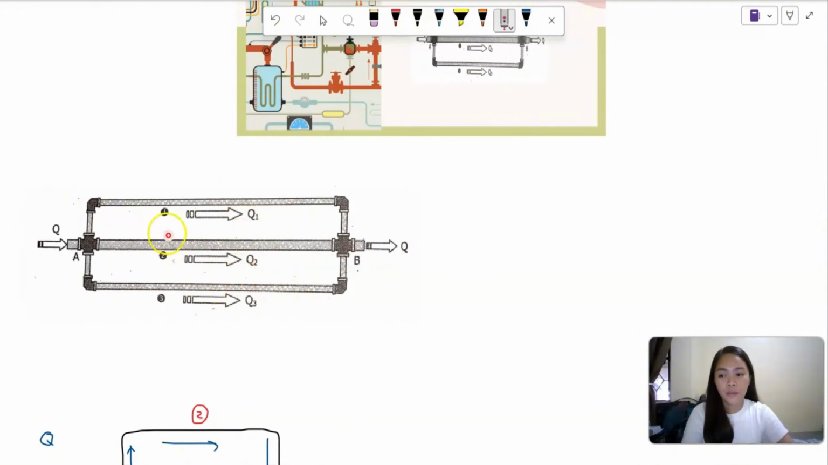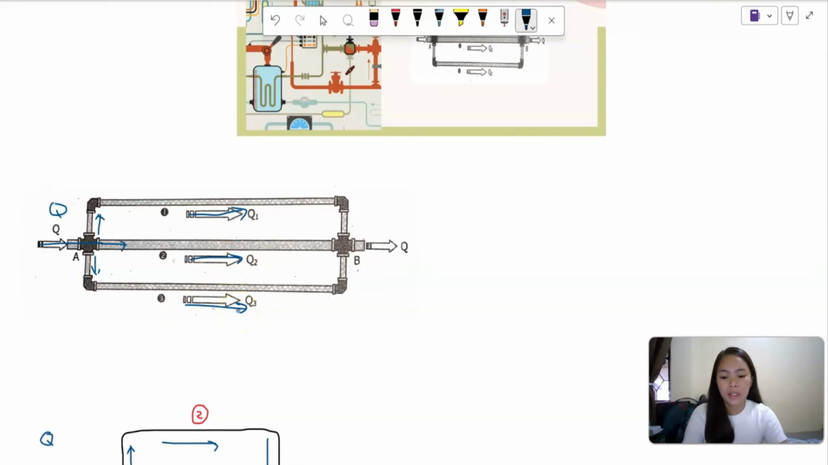So for the pipe over here, we have a discharge Q. This single pipe, once the flow reaches this point, will be split into three pipes. The discharge Q will separate out into Q1, Q2, and Q3.